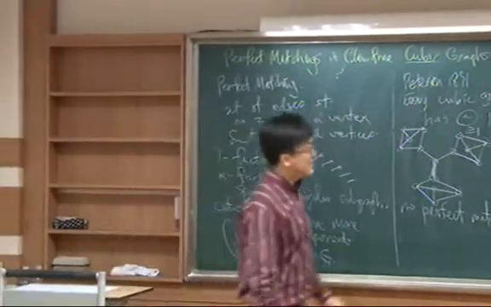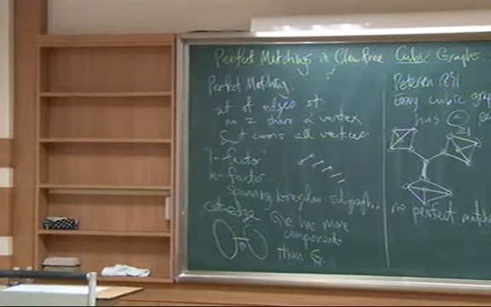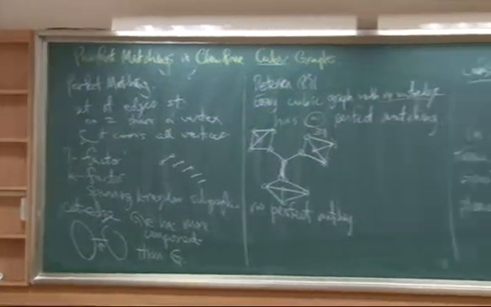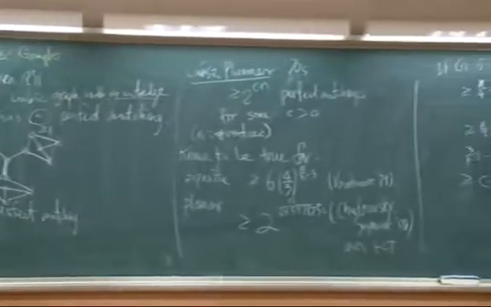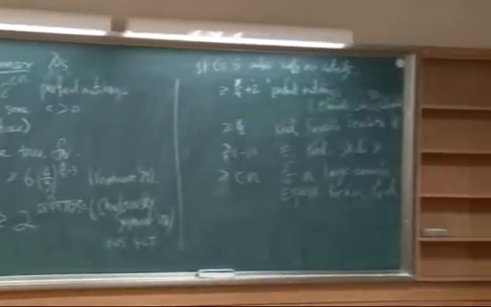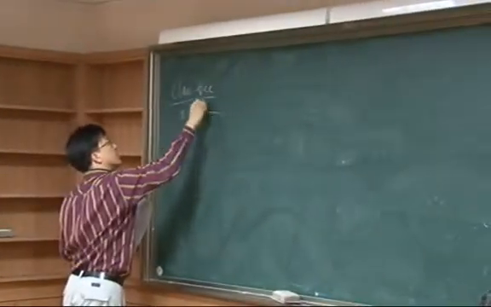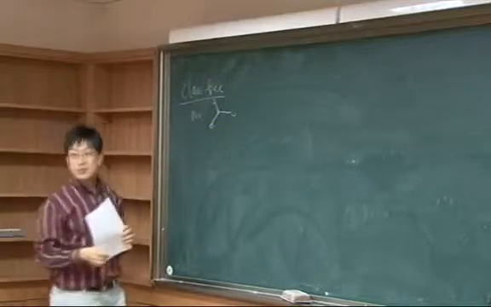Right, so that's the current status, and what I want to show is the following. A graph is claw-free, what I mean is it doesn't have this subgraph, this induced subgraph.